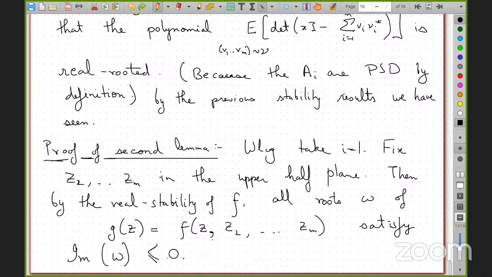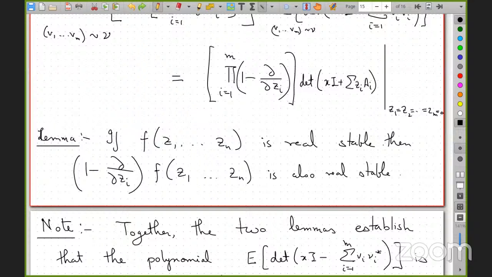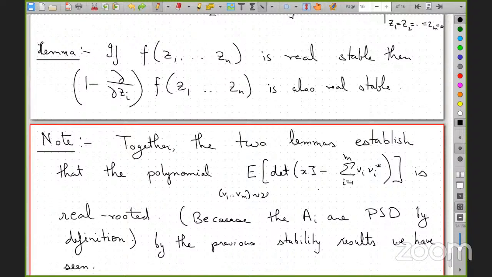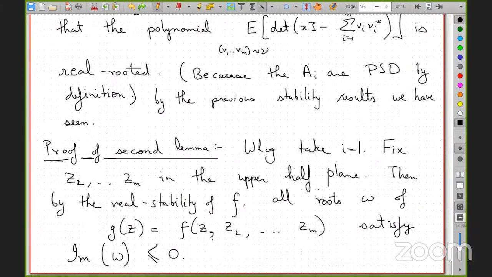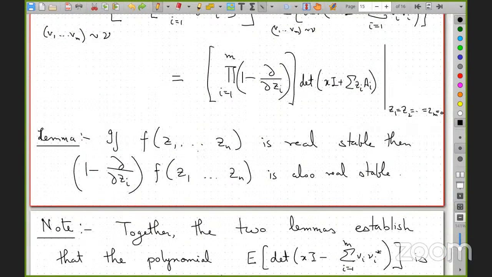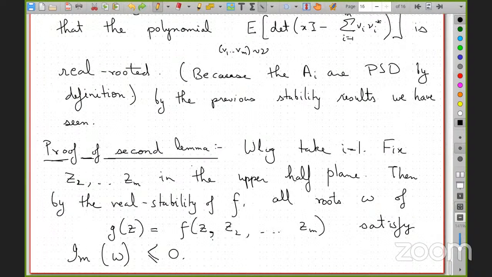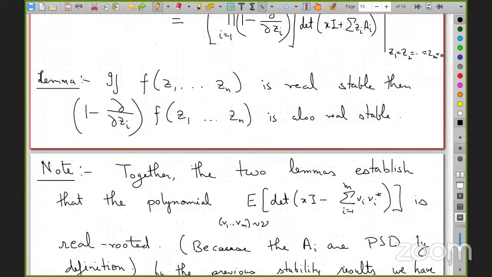Sorry, Piyush, what is F? I am a bit lost. So what is the second lemma? The second lemma was that if F is real stable, then 1 minus d by... That's what you're proving. Yeah. Without loss of generality, take i equal to 1. I'm just calling the variable on which I'm applying the derivative the first one. Sorry, I got confused with the i of the complex plane. Okay, so this is for every k.